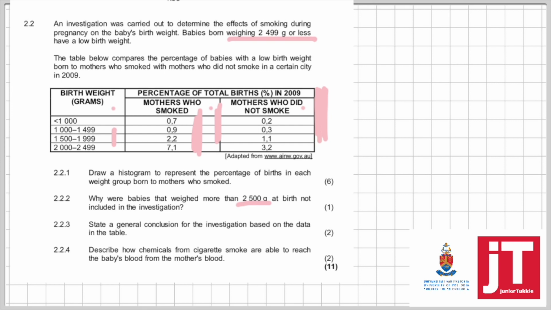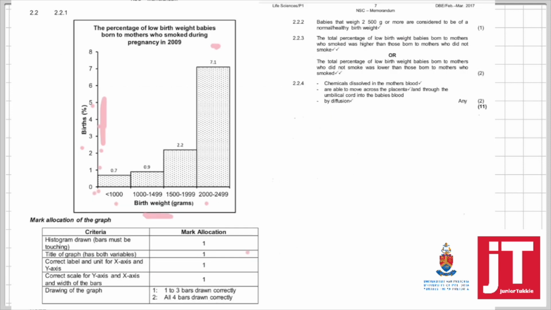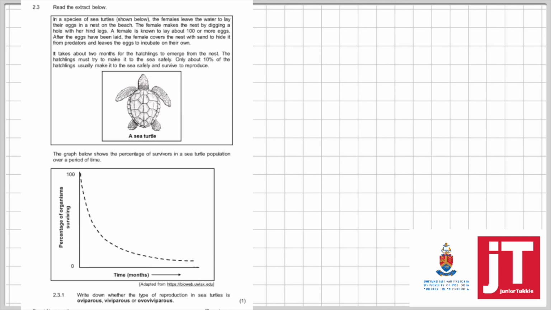2.2.4. Describe how chemicals from cigarette smoke are able to reach the baby's blood from the mother's blood, for 2 marks. Nice question. The chemicals dissolve in the mother's blood, yes. Move across the placenta, through the umbilical cord into the baby's blood, and enter by diffusion. Very nice, but look at the memo. It only wants any two, so there are many possible answers. Okay, question 2.2, also not that bad.